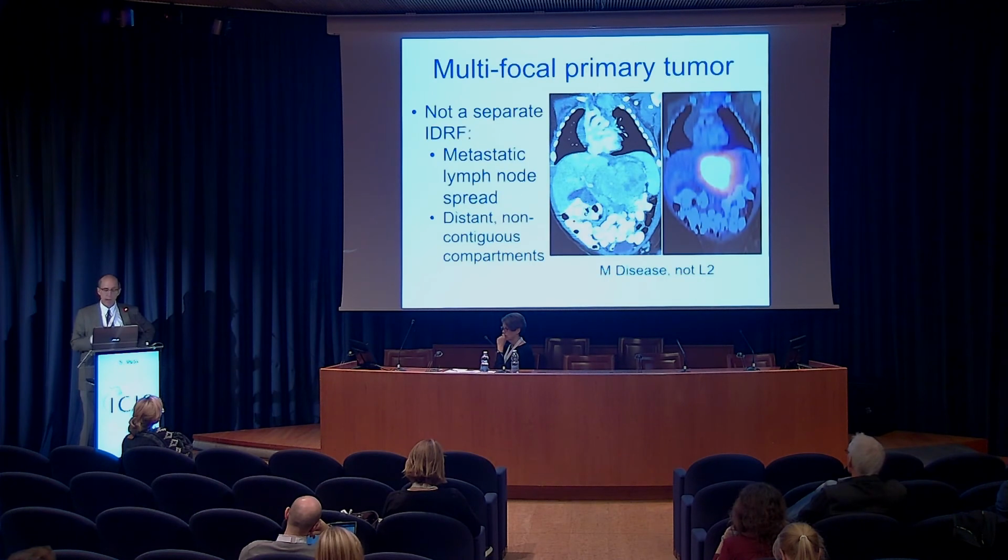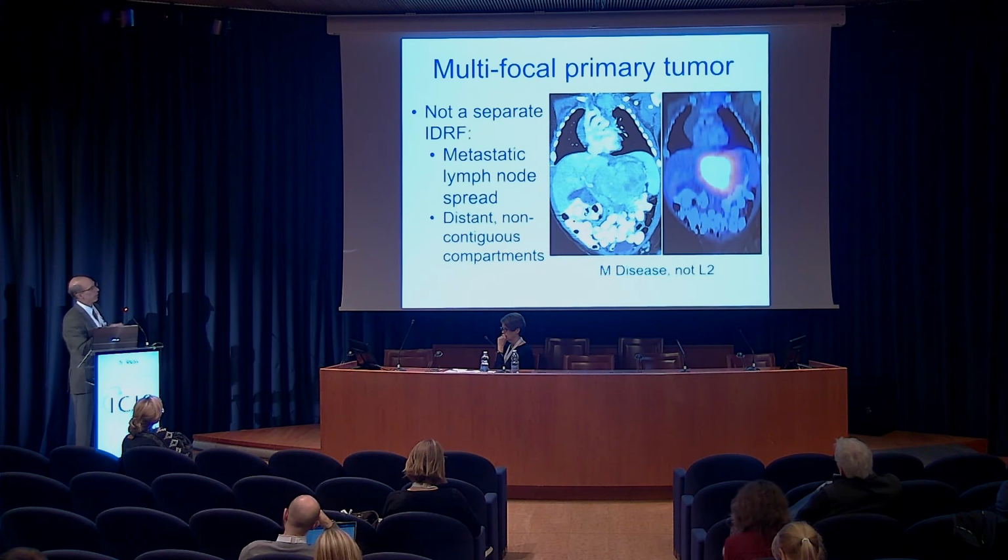Now, that's in contrast to this particular case, the Virchow node that you see in that left supraclavicular region. That's MIBG avid, that is a separate site of lymphatic spread to a metastatic lymph node. That's considered metastatic disease.